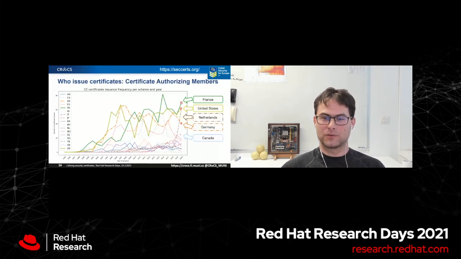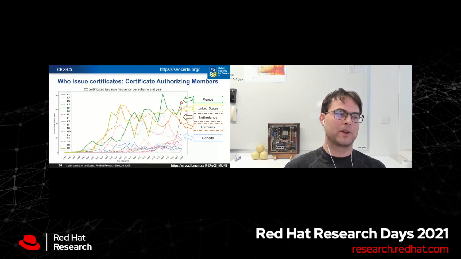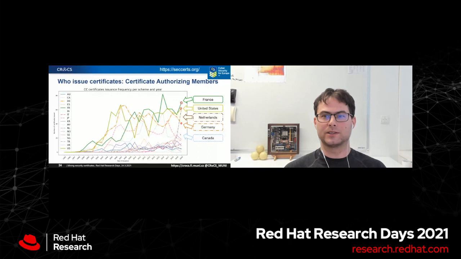What was a kind of surprise, at least for me, is the Netherlands, which was somewhat small. These are the number of certificates issued per year. It was something like 10 certificates per year, but in 2020 it was like 50 plus. So it quickly goes up, and it's now the third most productive certificate authorizing member.